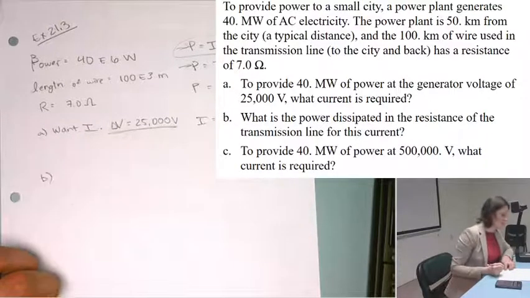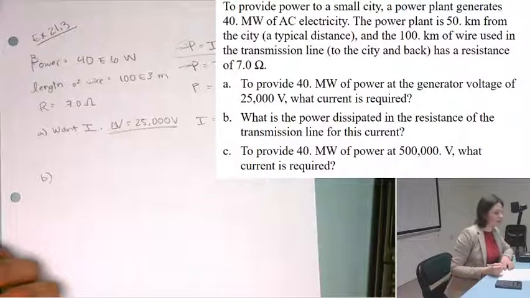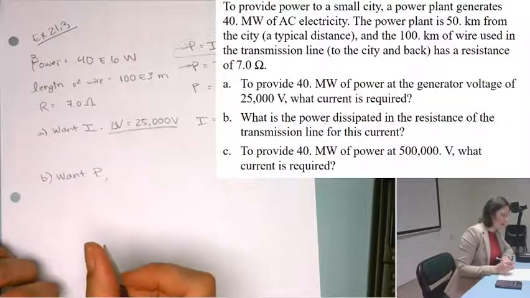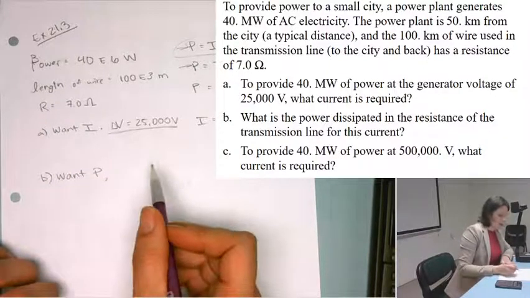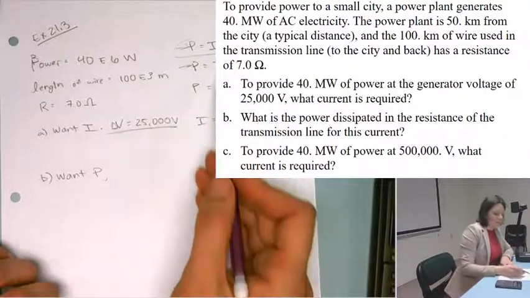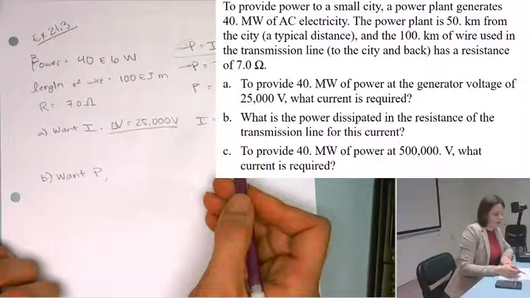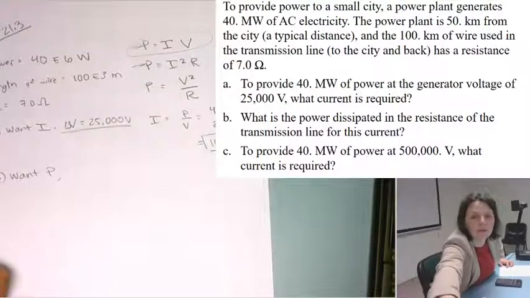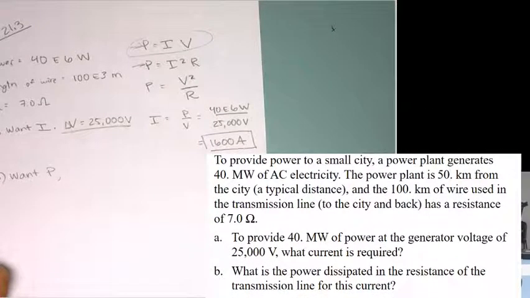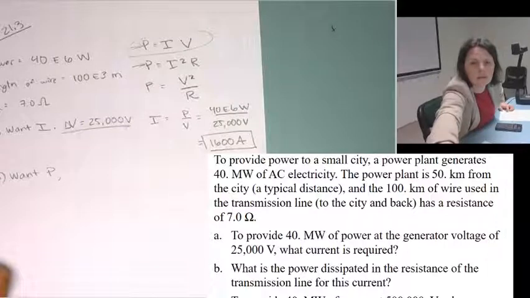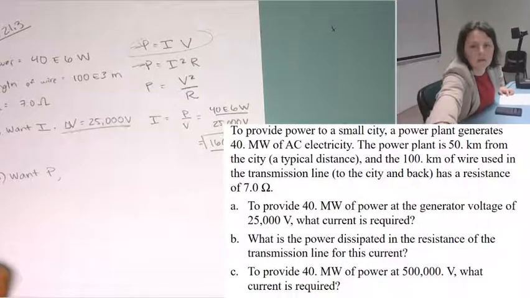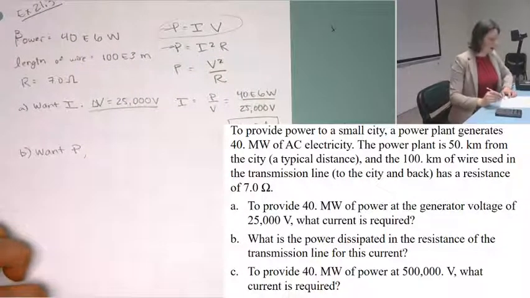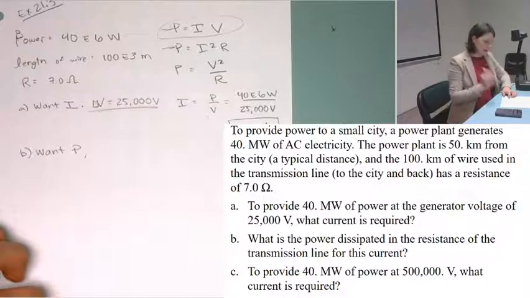So for part B, what's the power dissipated in the resistance of the transmission line from this current? So we want P, and I think we can probably use any of these formulas to solve this problem. Let me see if I can find a better way to see all of this so that I'm not cutting off my formulas. Okay, so we want P, and we know I.